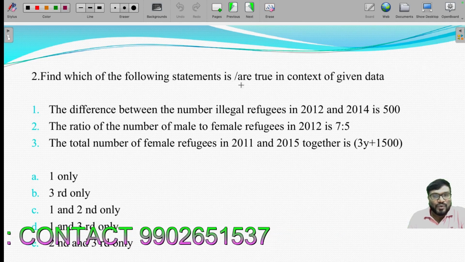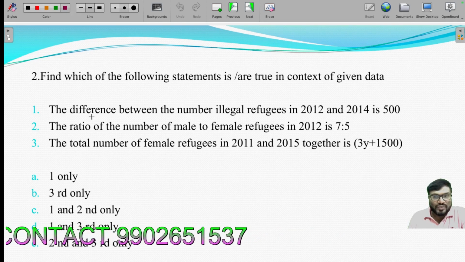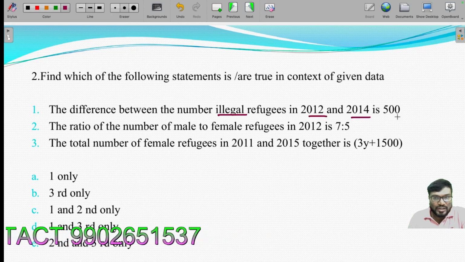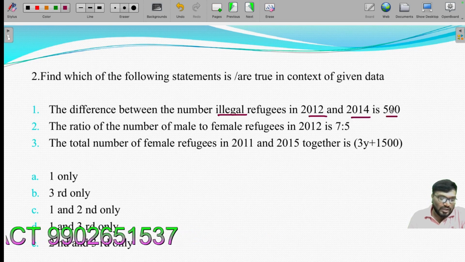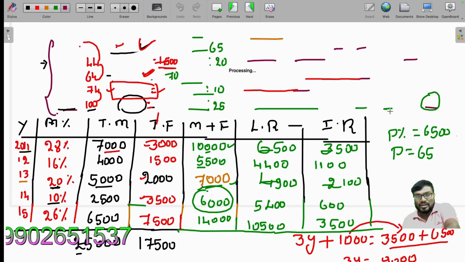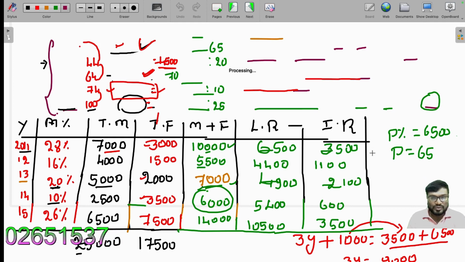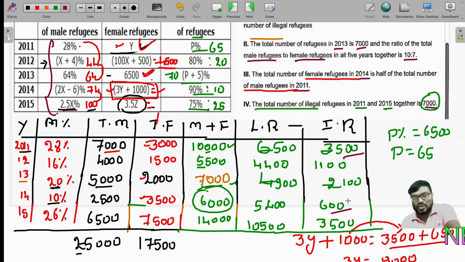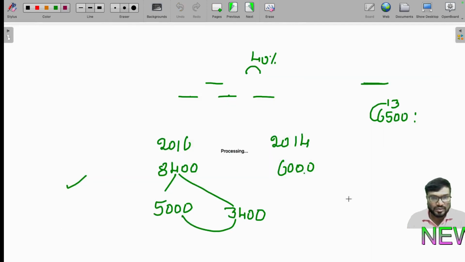Find which of the following statements is true in the context of the given data. The difference between the number of illegal refugees in 2012 and 2014 is 500. So 2012 and 2014 illegal refugees, 2011 and 2014. So no, it is a wrong statement. The difference between the illegal refugees in 2012 and 2500, that statement is wrong.